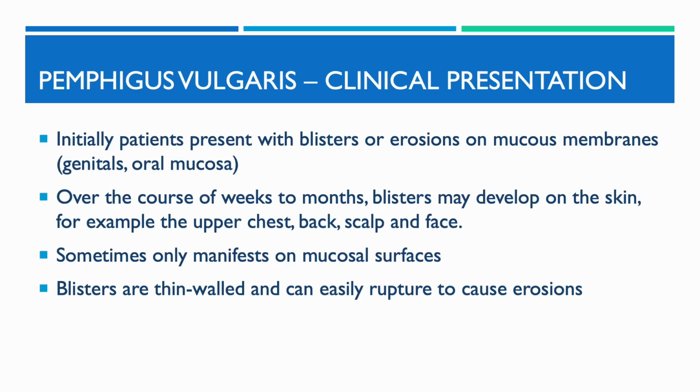Desmoglein 3 is present in the oral mucous epithelium, so patients often present with persistent blistering or erosions either on the mouth or sometimes on the genital mucosa. Over the course of weeks to months, blisters may also develop on the skin, particularly areas like the upper chest, back, scalp and face. Occasionally, mucosal surfaces alone are affected. Because the level of blistering is intraepidermal, the blisters are thin-walled and can easily rupture to produce erosions.